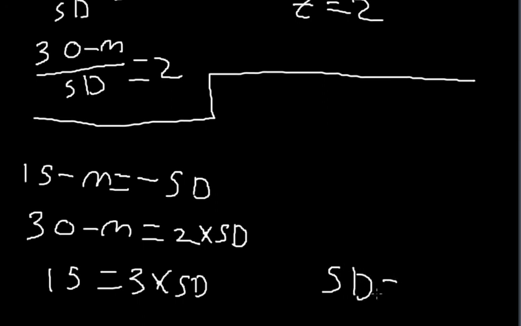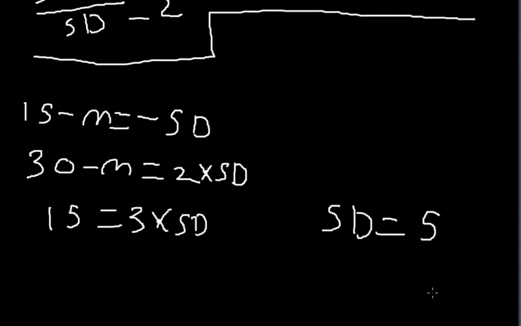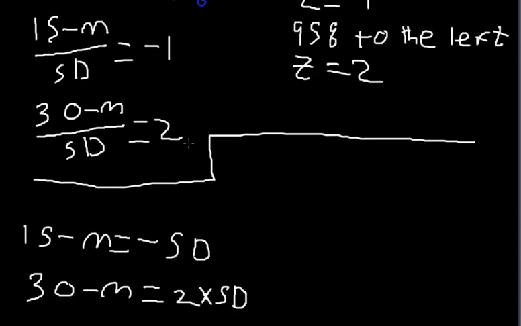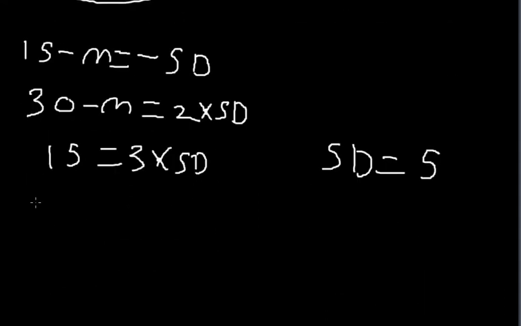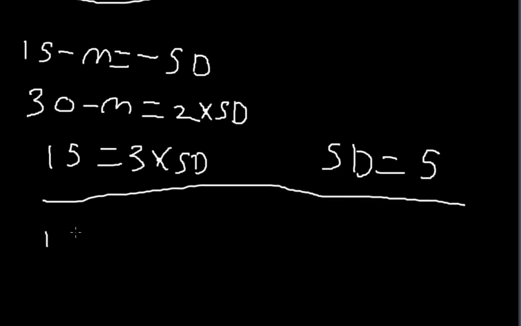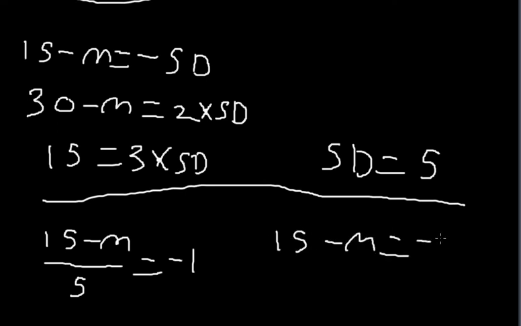And now I can just plug in the standard deviation to one of these and solve for the mean. Let's do it in the first one. So we have 15 minus the mean over 5 equals negative 1. I multiply through by 5, I get 15 minus the mean equals negative 5. Now I add 5 to both sides, I get 20 minus the mean equals 0. So the mean is 20, and the standard deviation is 5.